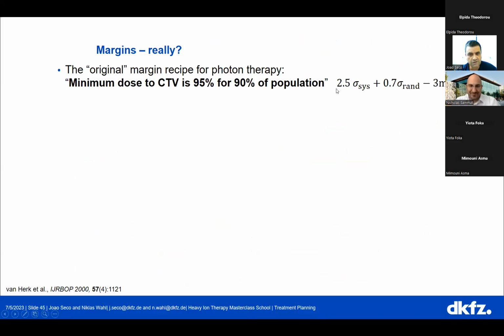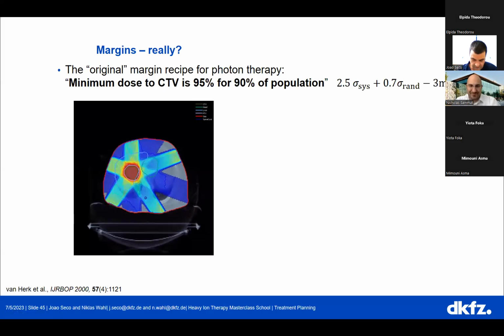So the values are usually 2.5 times the systematic uncertainty and 0.5 times the random uncertainty, and then you have a small millimeter adding. This was developed many years ago by Marcel van Herk in the early 2000s. And what does that translate into? You have a bigger PTV margin than your normal CTV.